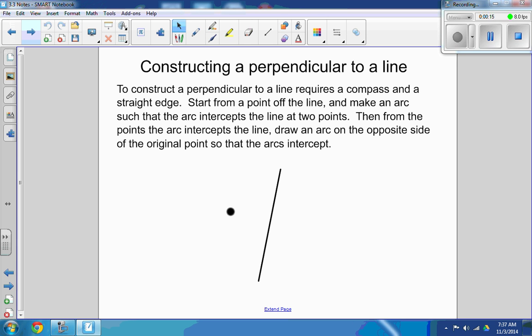What we're going to do is start from a point off the line, and make an arc such that the arc intercepts the line at 2 points. So in other words, I'm going to take my compass and have it go slightly past the line. You can see it intersects the line at 2 points.